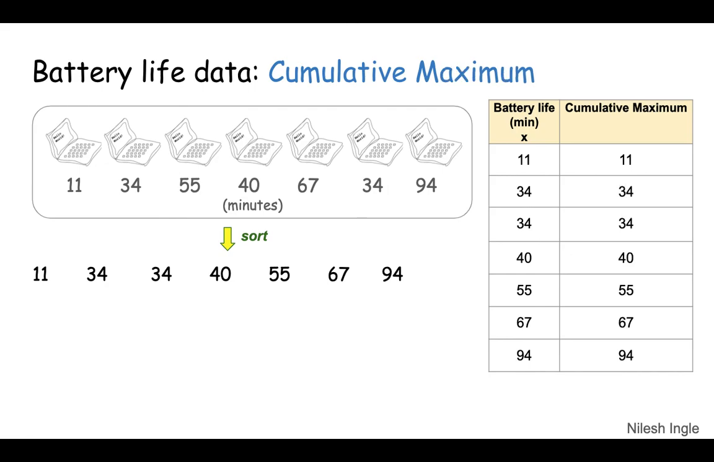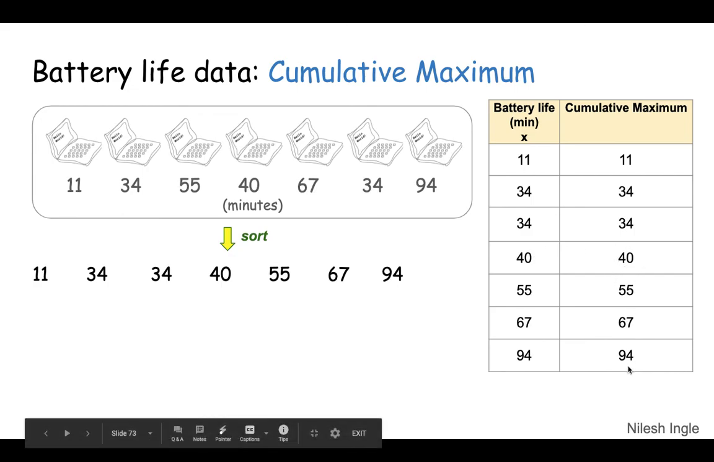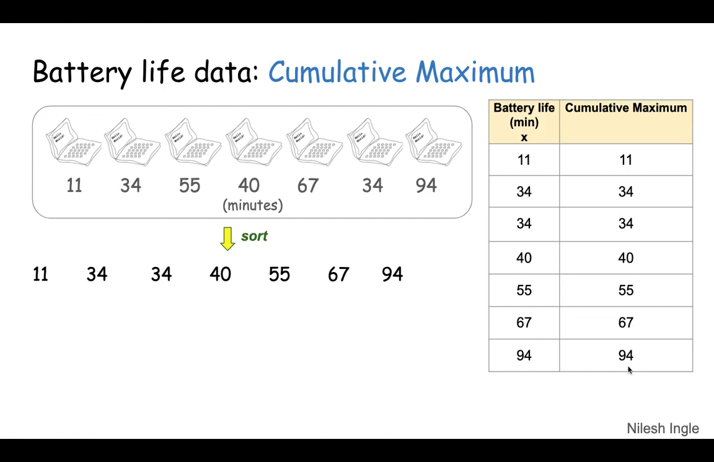Cumulative maximum is similar to the cumulative minimum, except that we are going to pick the maximum value. 11 stays as is because there is no value above 11. Next, we are going to take this 11 and this 34 and pick the maximum. So the maximum is 34, and therefore we put the 34 here. Next, we compare this 34 and 34, pick the maximum, it's 34, put that here. Again, comparing 34 with 40, we pick the maximum, which is 40 in this case, and therefore we put that here, and so on and so forth. So this is how you would get the cumulative maximum.